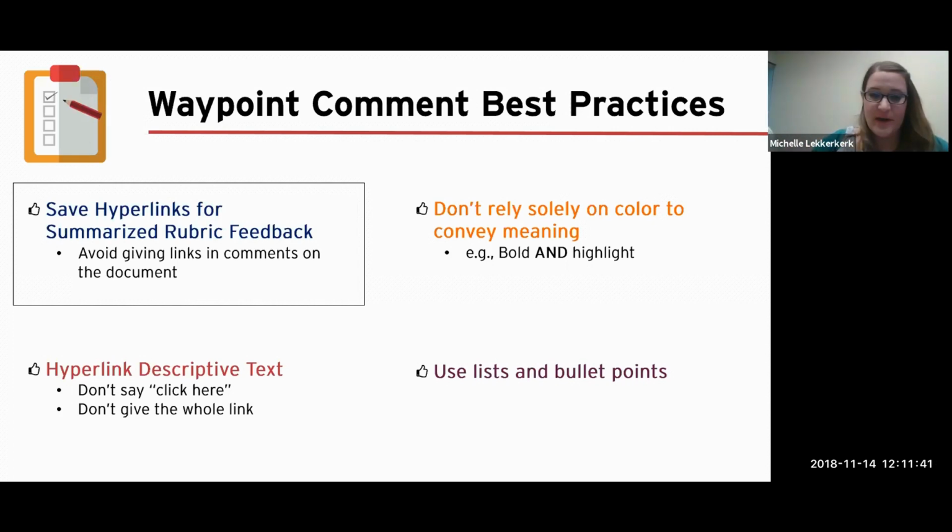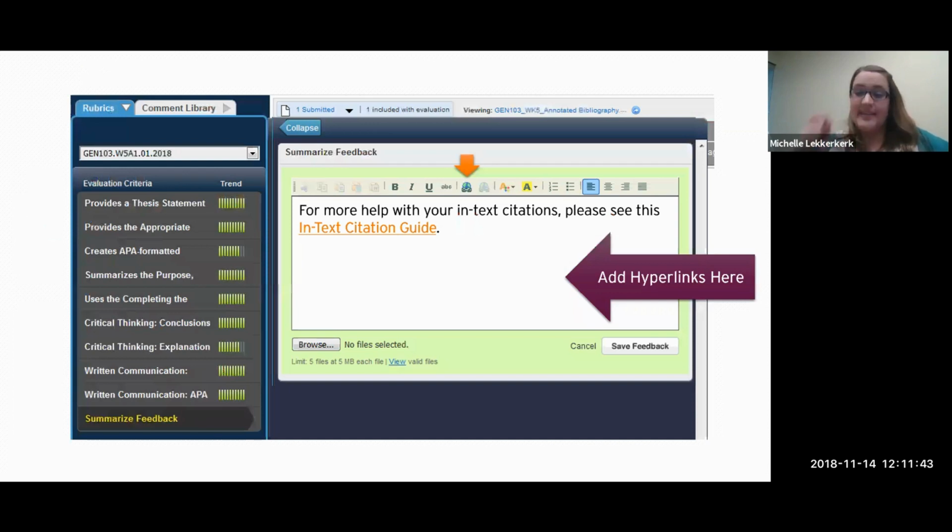So instead, we recommend that you save your hyperlinks and your information for the summarized feedback section of your rubric. So here's where you should include your links and any other helpful information. So save all those hyperlinks for this section.